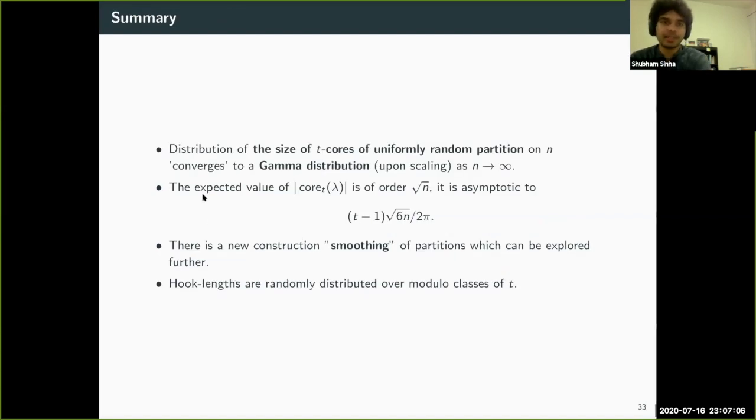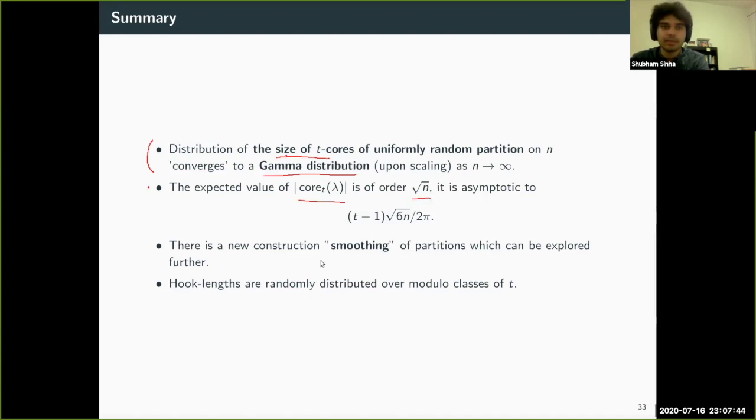Okay, so let me summarize what we have done. There are four main things which we have done in our paper. One is that we showed the main result, which I didn't go over the proof of: weak convergence of the distribution of the size of t-cores of a random partition to a gamma distribution. This gives us a second result, where we say that the size of the t-core of a partition lambda is of order square root n.